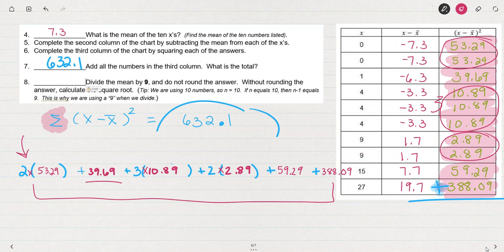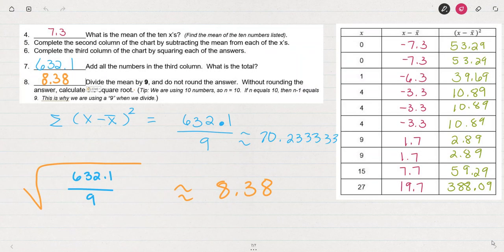Once I have that sum, 632 and 1/10, I'm ready to move on to step 8, which is dividing by 9. Now, as a side note, why are we dividing by 9? In this case, we're dividing by 9 because we had 10 x's. So if there are 10 x's, that means that n, the number of x's, is 10, and 1 less than that is going to be 9, and that's why we're dividing by 9.